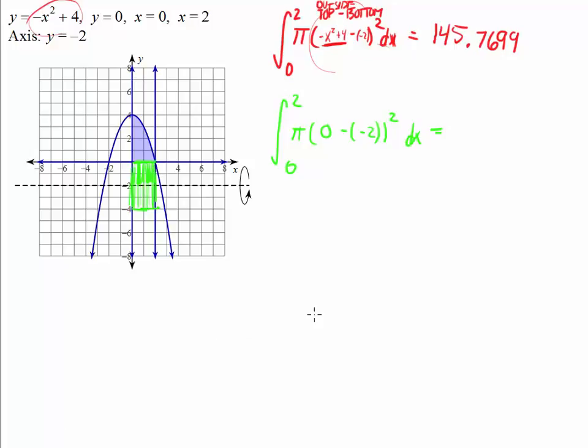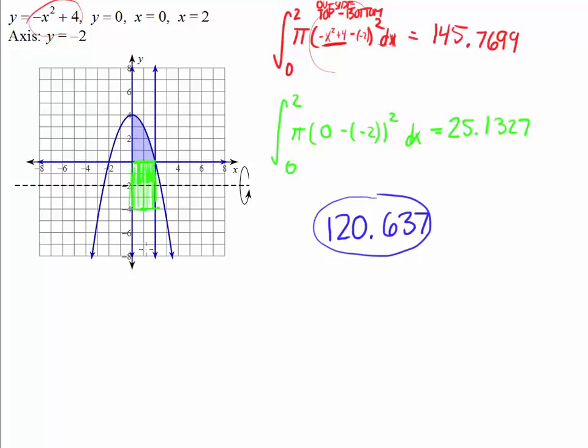Type that into our calculator, and we get 25.1327. So this is the piece that I don't want, okay? So I'm going to take this away from that. So 145 minus 25 is 120.637. That is the answer we want. That is the area of our blue shape that we've been working with. As that blue gets rotated around, creates that donut shape, that's our area.